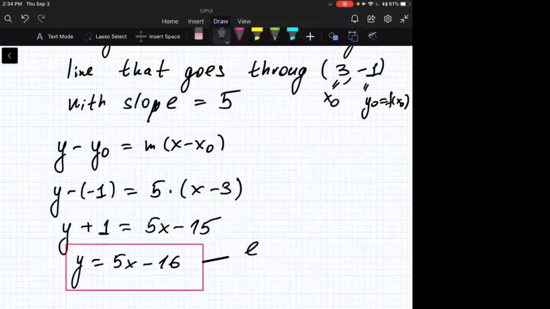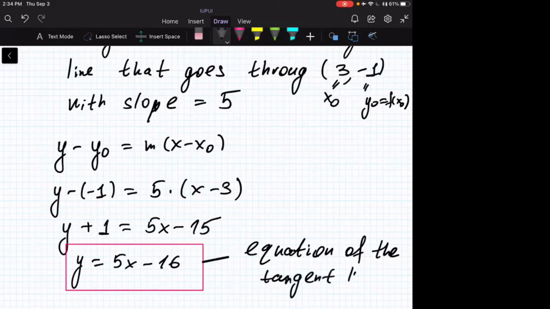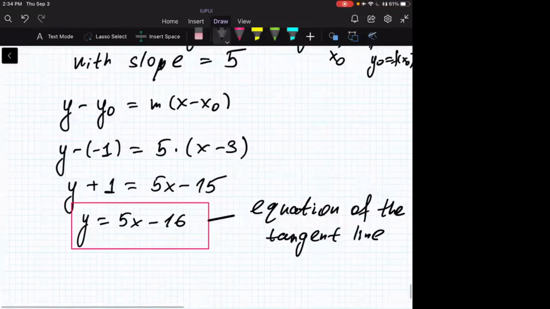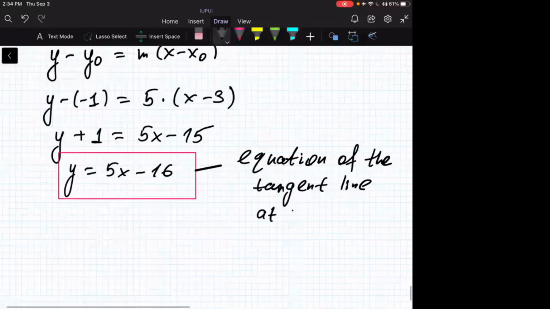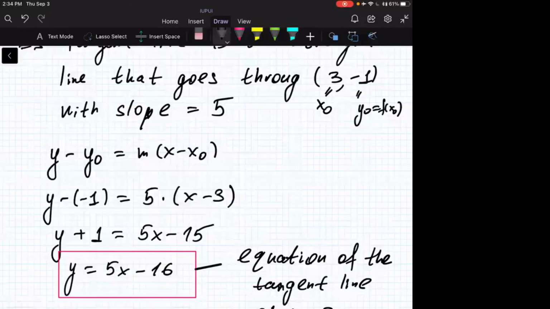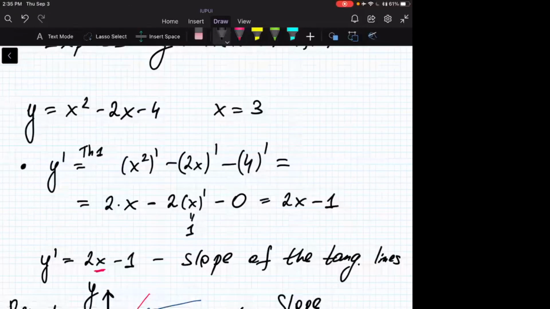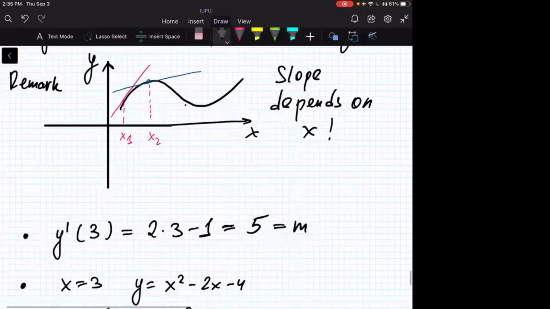Okay, so this is the equation of the tangent line at x equals 3. Oh, yeah, thank you. You're right. I forgot to multiply by 2, indeed. 2x minus 2, 2x minus 2.